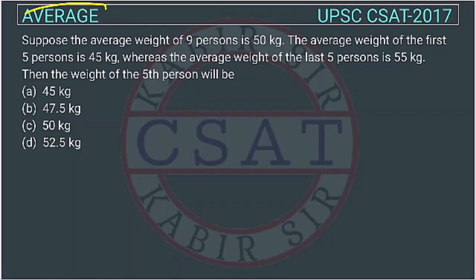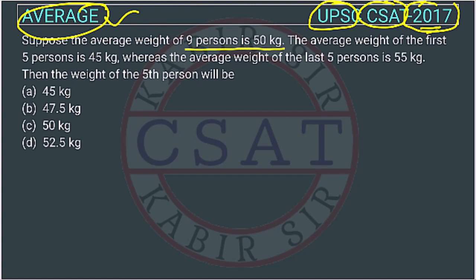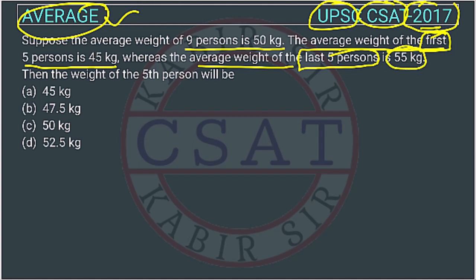This is a question of average asked in the UPSC CSAT paper of 2017, right? Suppose the average weight of 9 persons is 50 kg. The average weight of the first 5 persons is 45 kg, whereas the average weight of the last 5 persons is 55 kg. Then the weight of the fifth person will be.